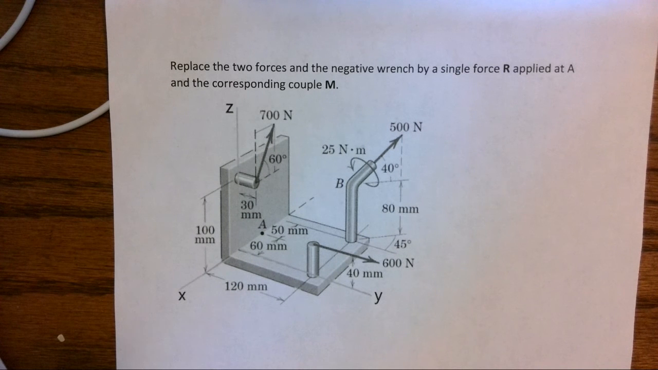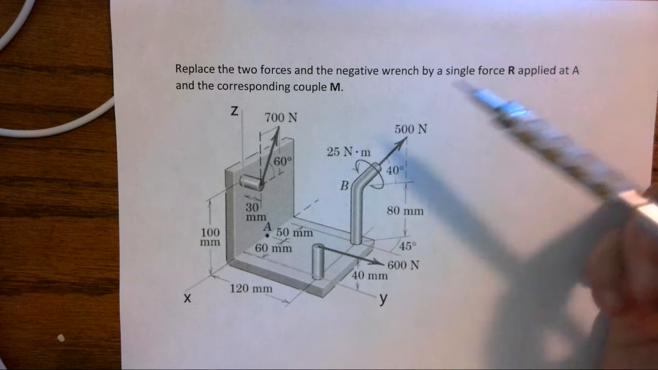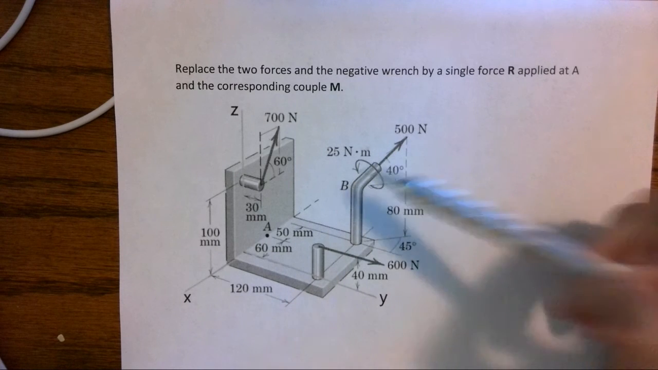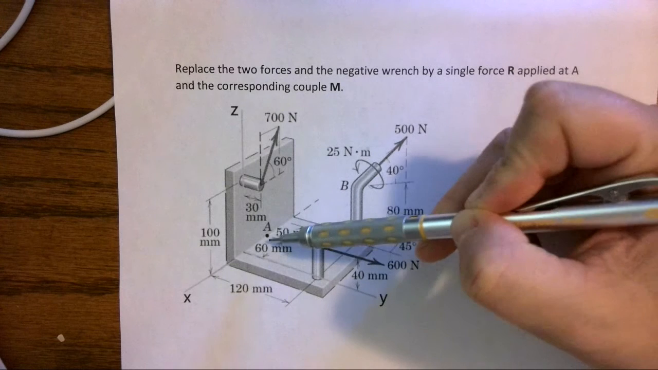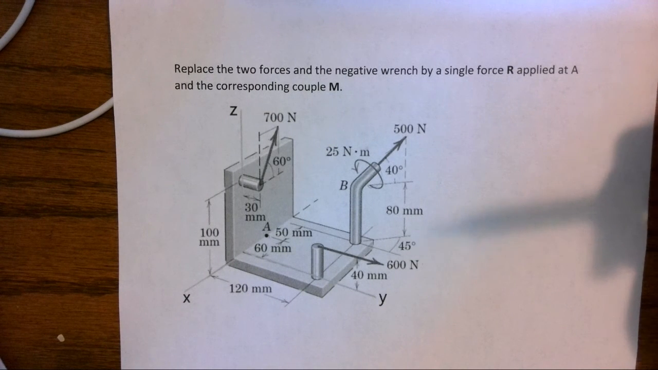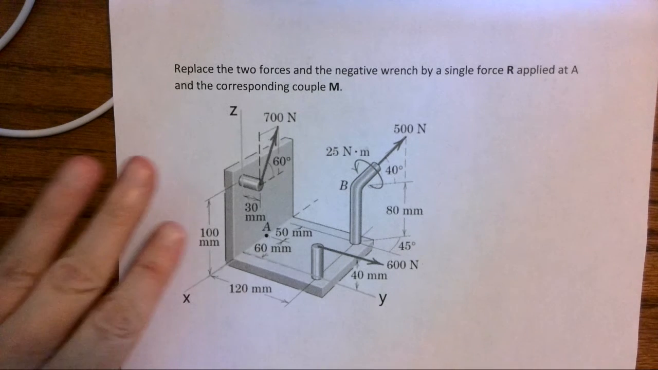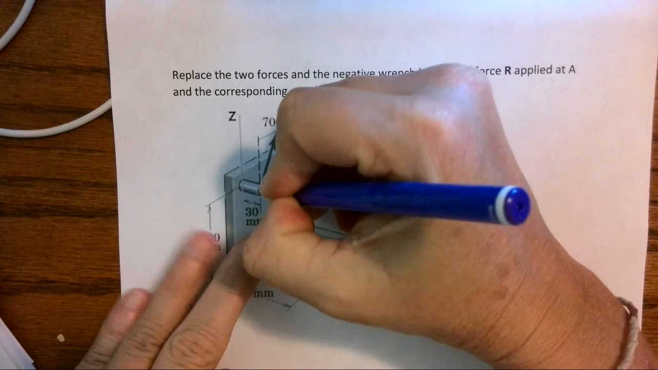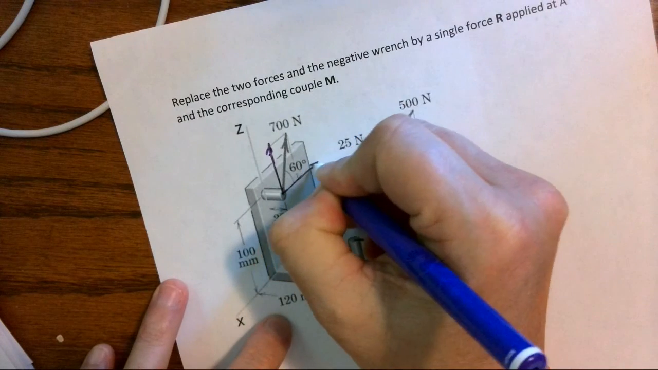So we want to replace the two forces and the negative wrench, so it's got a force vector and a moment, by a single force R applied at A and the corresponding moment. It's like what we did when we were in 2D, but we're going to be walking through the 3D. Okay, so again, let's start with this 700 newtons, and it's going to have a component in this direction and in that direction.